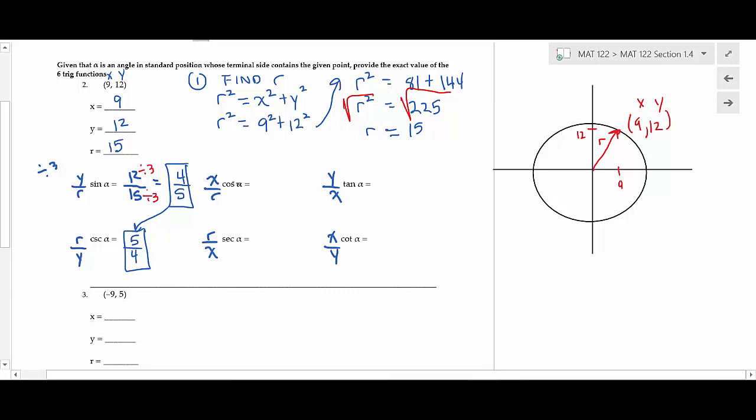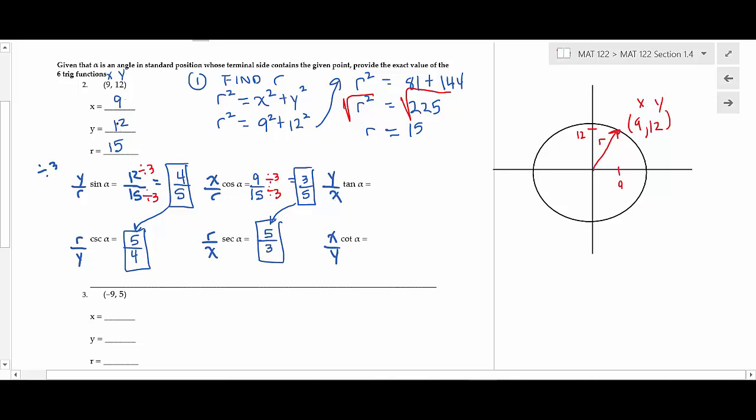Okay, next one is the cosine. Cosine's x over r, so that's 9 over 15. Again, we can reduce this fraction by 3. You're more than welcome to do that in your head. So that would give a ratio of 3/5. Okay, so we have that. And then the secant is the reciprocal of the cosine, so it's going to be 5/3. And then we move on to the last two.